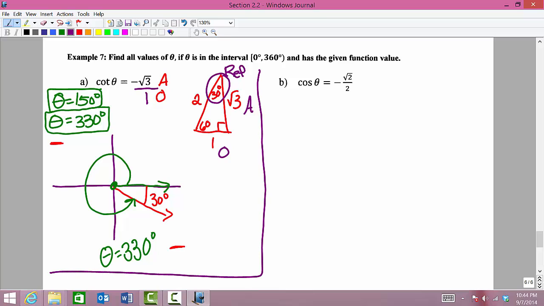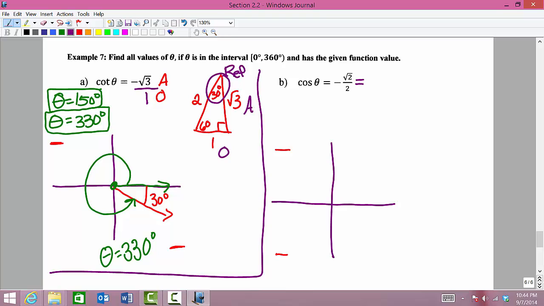Now we would like to find the angles that have a cosine value of negative square root of 2 divided by 2. So first let's describe which quadrants we are looking for our angles. Cosine value is negative, so that would have to be in quadrants 2 and 3. Now we want to know what the reference angle would be for these two angles that have a cosine value of negative square root of 2 divided by 2.